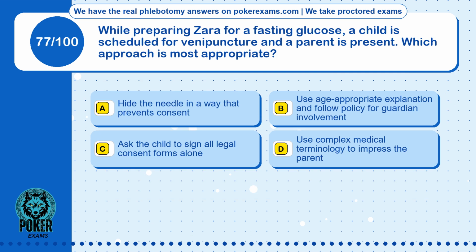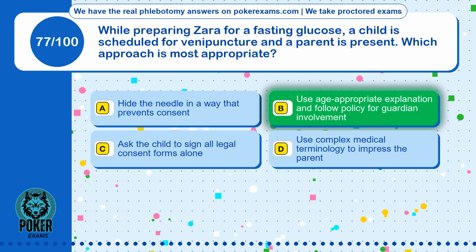Question 77. While preparing Zara for a fasting glucose, a child is scheduled for venipuncture and a parent is present. Which approach is most appropriate? Option A. Hide the needle in a way that prevents consent. Option B. Use age-appropriate explanation and follow policy for guardian involvement. Option C. Ask the child to sign all legal consent forms alone. Option D. Use complex medical terminology to impress the parent.